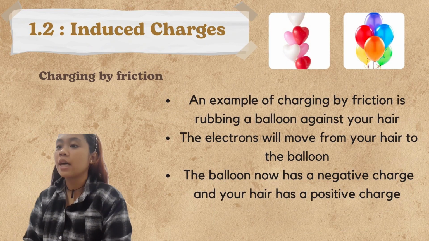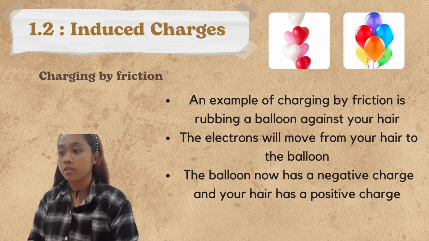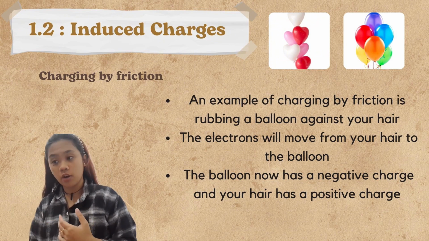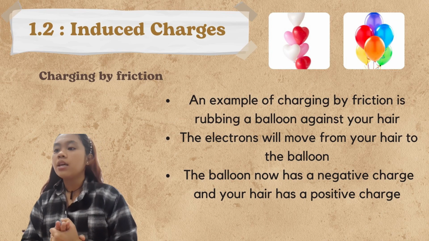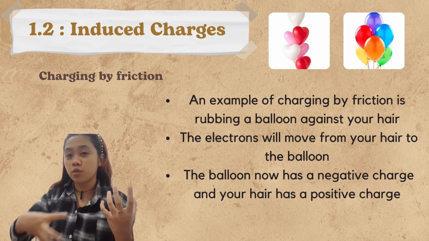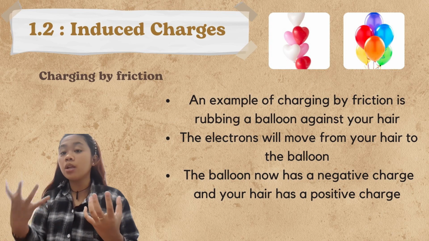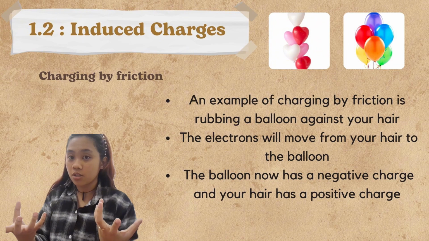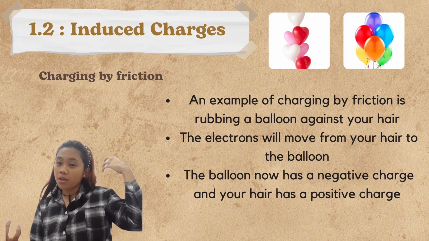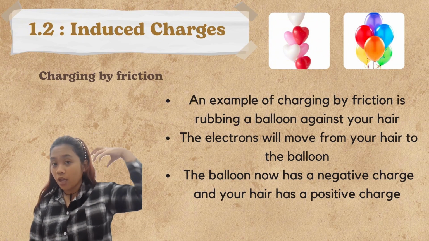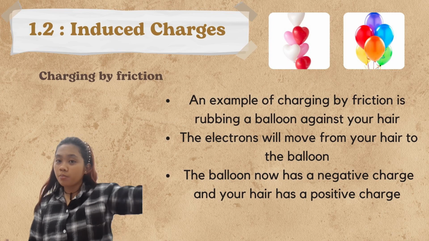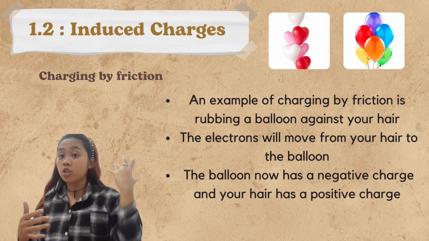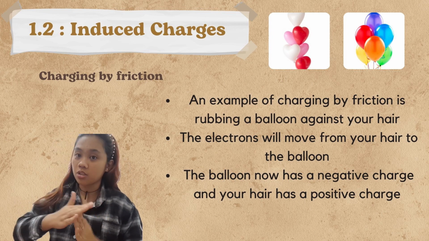And the last example for induced charge is charging by friction. For example, charging by friction is rubbing a balloon against your hair. We do this a lot as kids. The electrons from our hair will move to the balloon, which will make the balloon negatively charged and our hair become positively charged. That's why when you're done rubbing your hair with the balloon and you take the balloon off and then get it near your hair again, your hair will stand up because it's attracted. The positively charged hair is attracted to the negatively charged balloon.